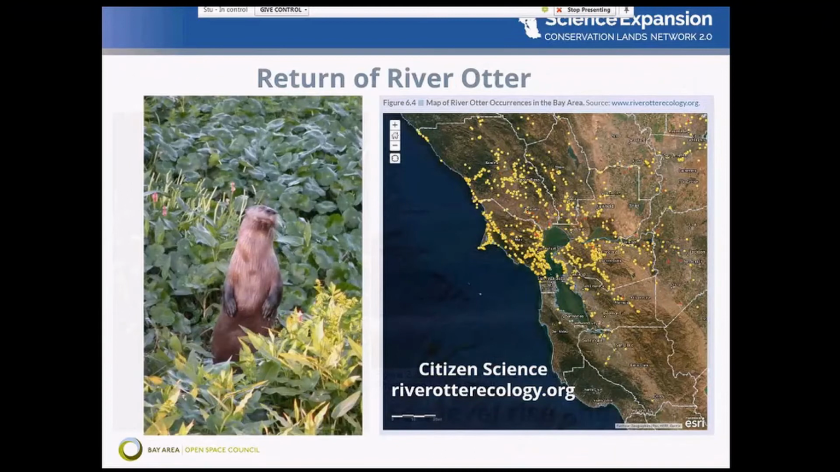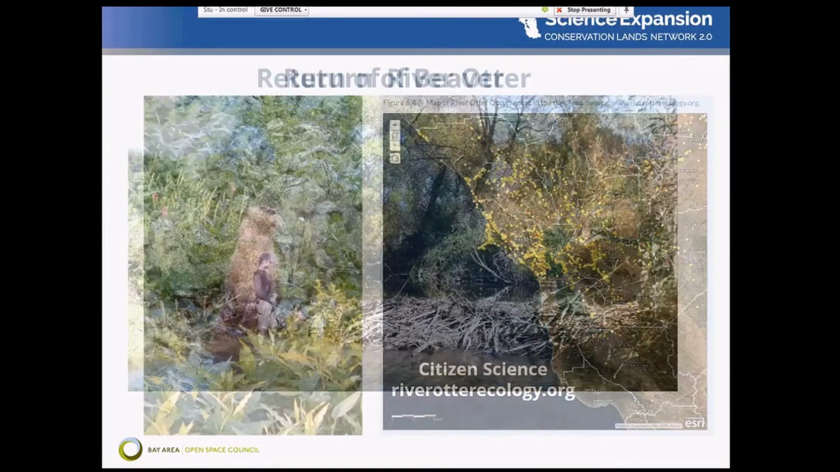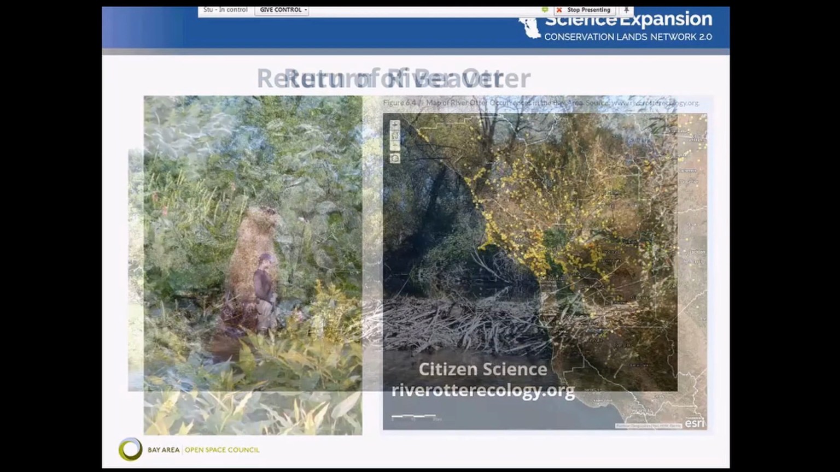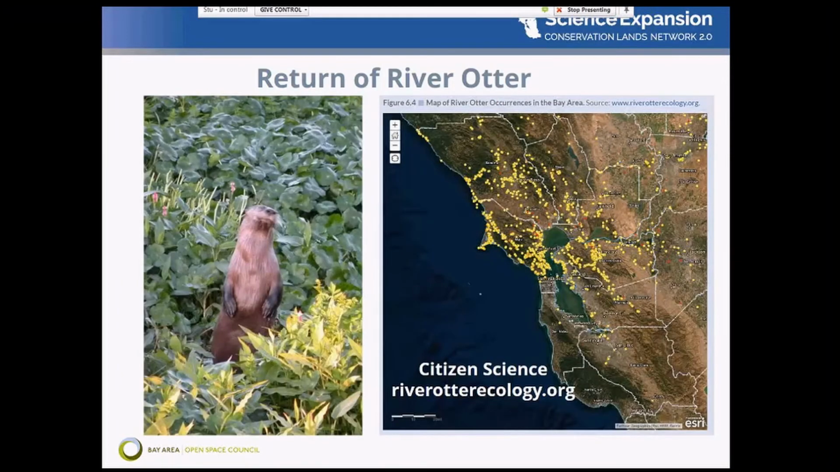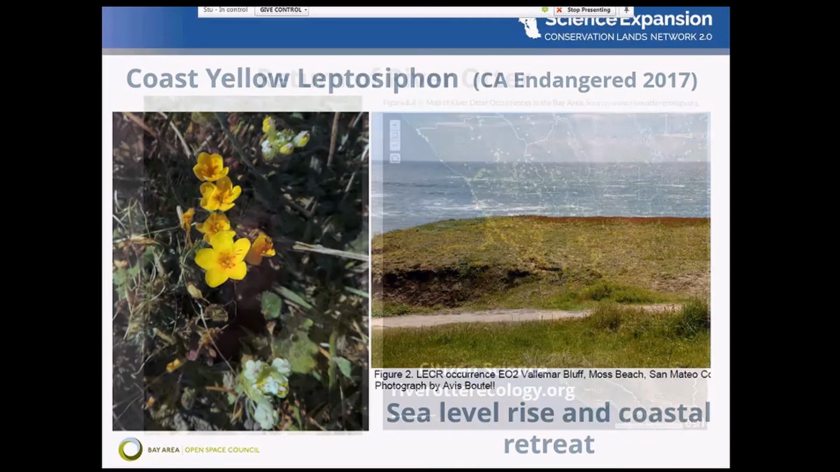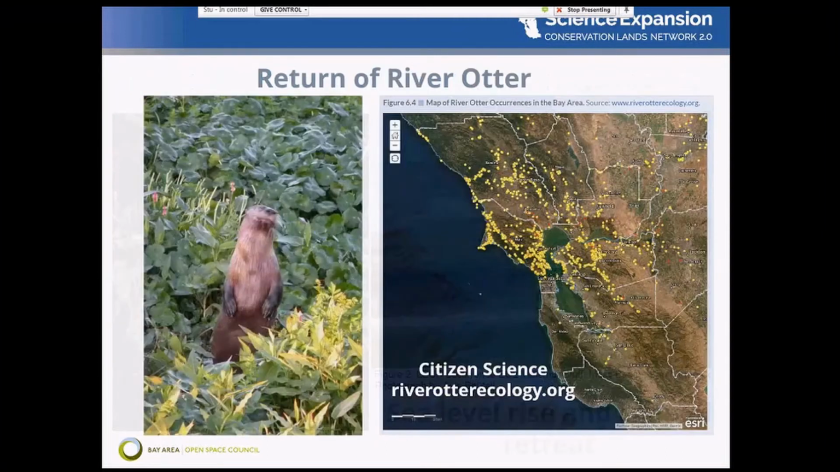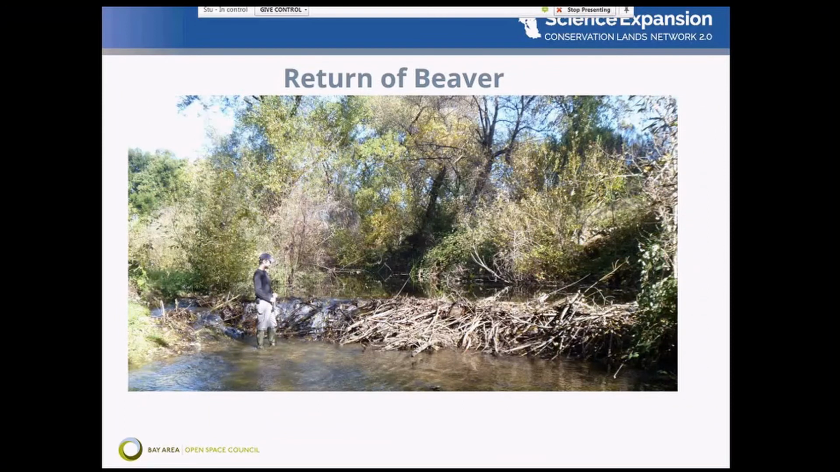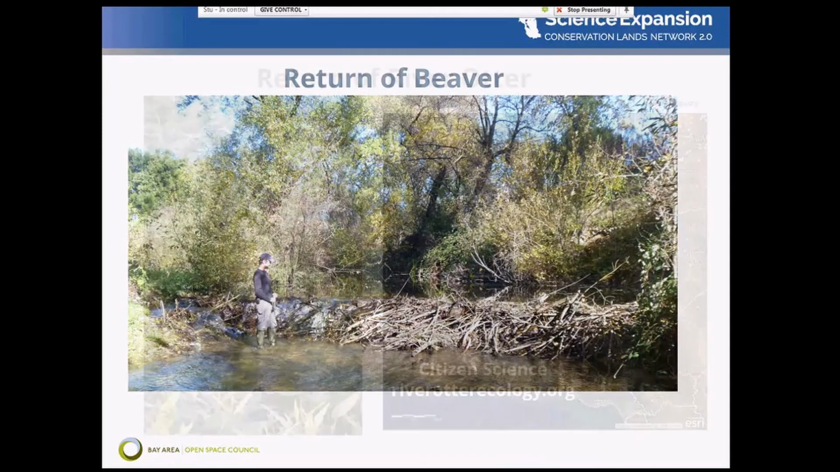Moving along. We noted the return of the river otter to large parts of the Bay Area. Through the citizen science of the river otter, the river otters have reoccupied a lot of streams, and that creates a lot of interesting issues.